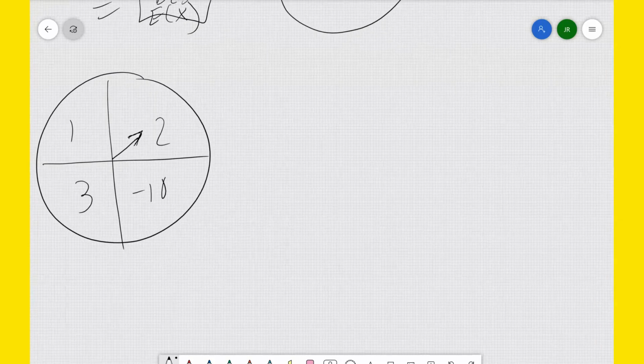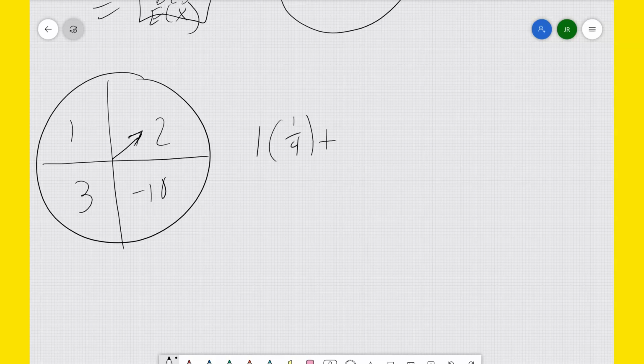A lot of people will play that because they'll say, well, I got a better chance of winning than I do of losing. But let's figure out the expected value of that game. They might win $1. There's a 1 out of 4 chance. They might win $2. There's a 1 out of 4 chance. They might win $3. There's a 1 out of 4 chance. Or they might lose $10. That's a 1 out of 4 chance.